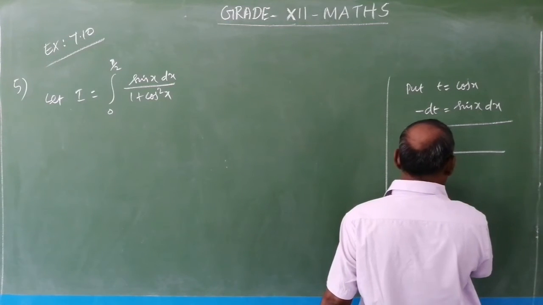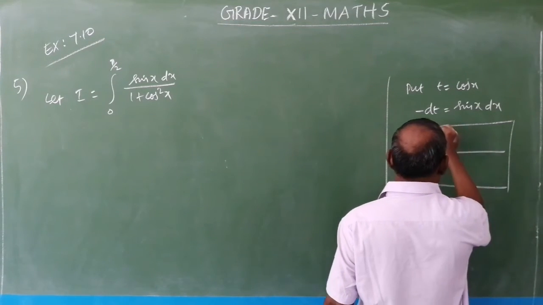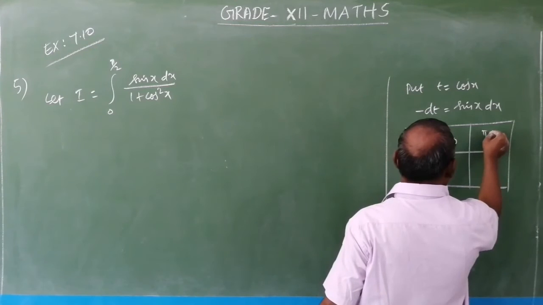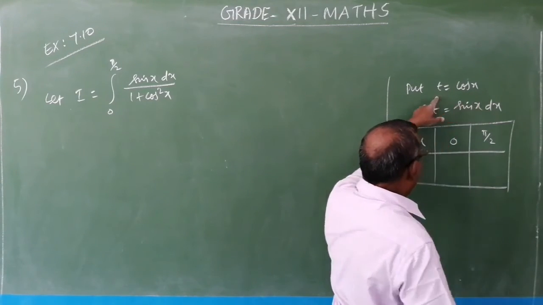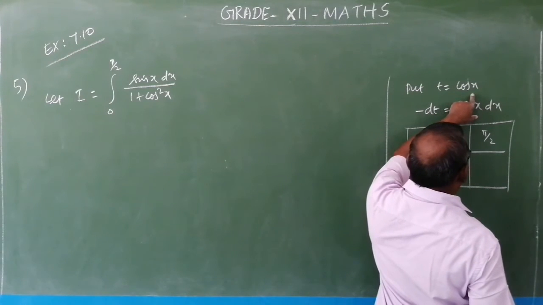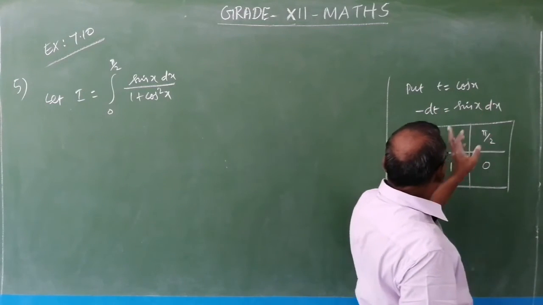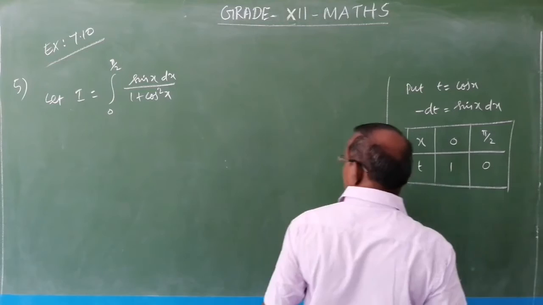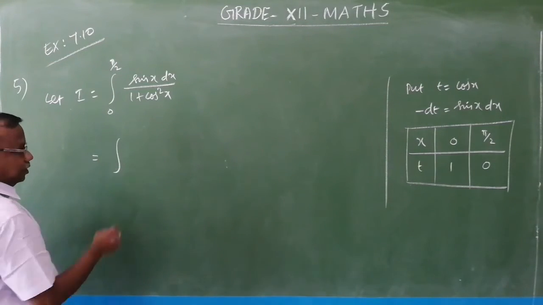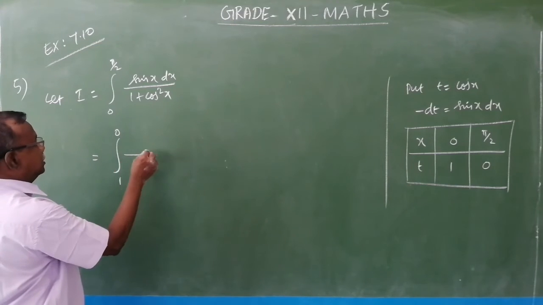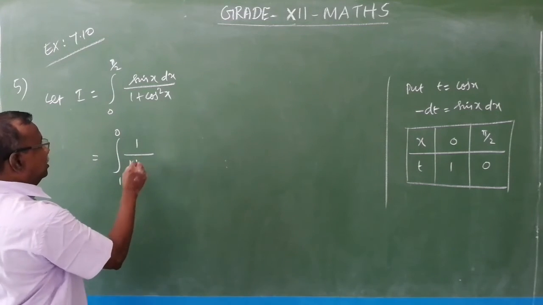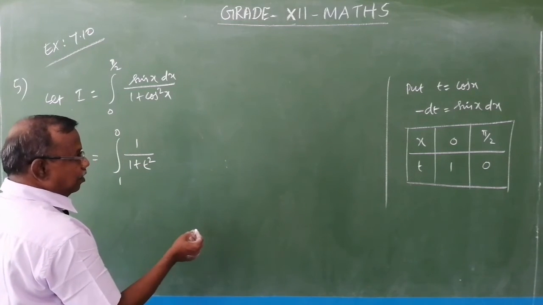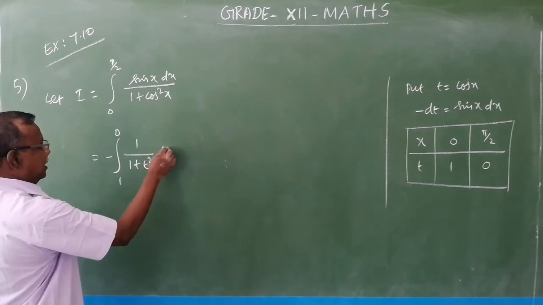Change the limits for the new variable t. We are given two limits, 0 and pi by 2. When x equal to 0, t becomes 1. When x equal to pi by 2, t becomes 0. So cos 0 equal to 1, so t equal to 1. Cos pi by 2 equal to 0, so t equal to 0. So I will be the integral from 1 to 0, this is 1 by 1 plus cos square x, meaning t square, into dx, meaning sin x dx, meaning minus dt.